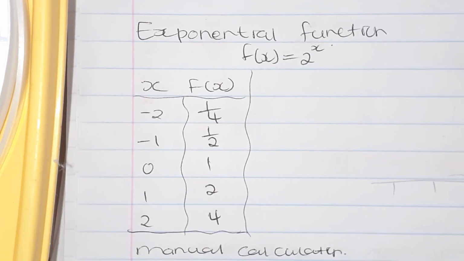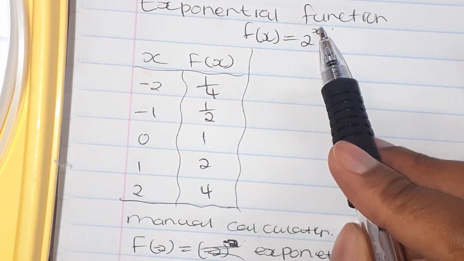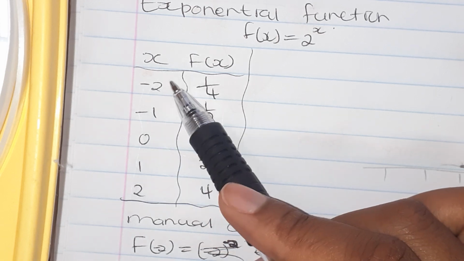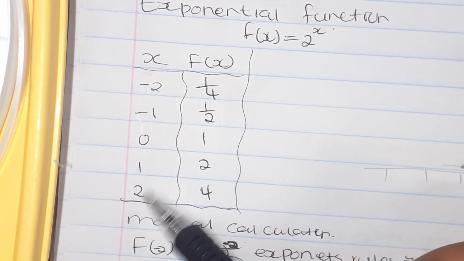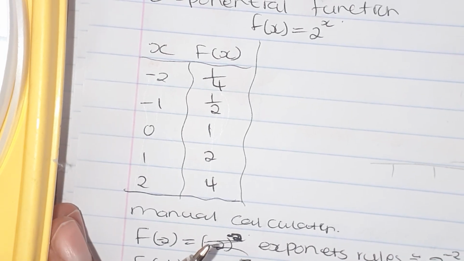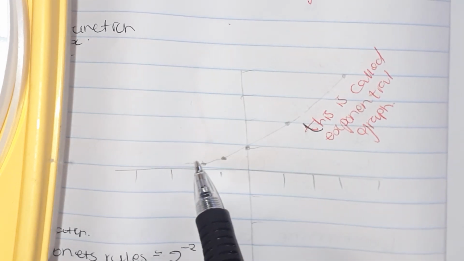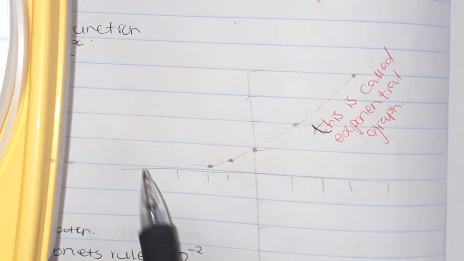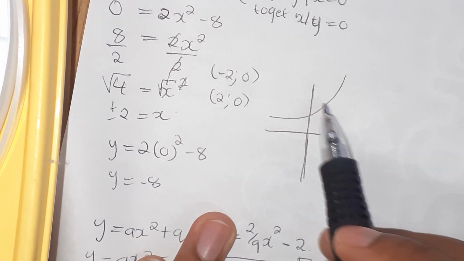So this is an exponential function. f of x equals 2 to the power of x. Here I have given these are the x values, so you can use them to draw the graph. So you just substitute these values here and you will get these ones, and then you will see this is an exponential graph. It goes this way. So when you see anything like this, just know that it's an exponential graph.